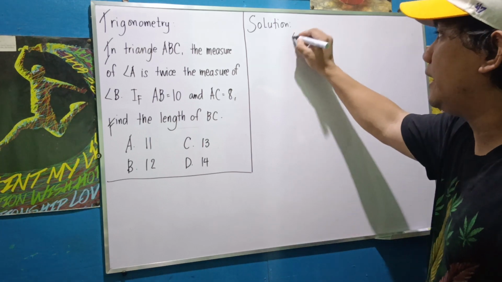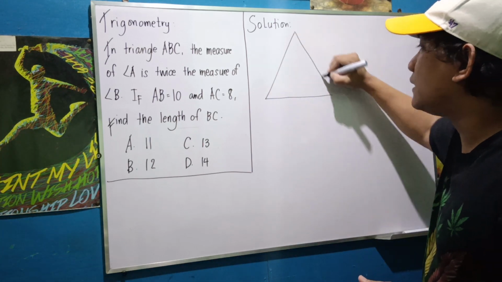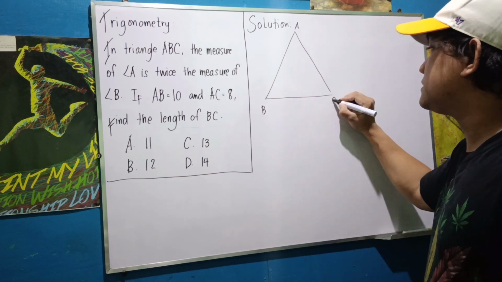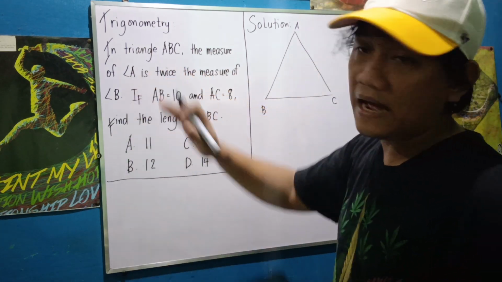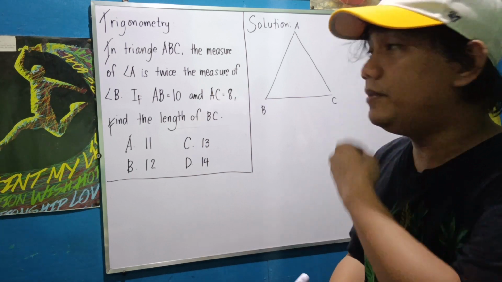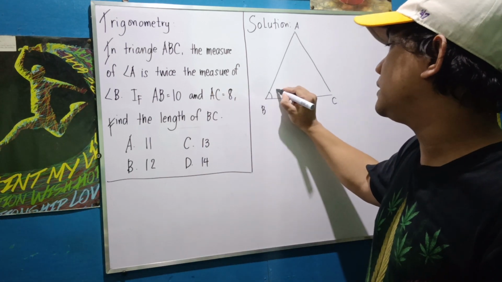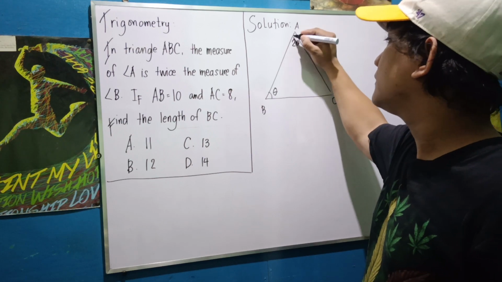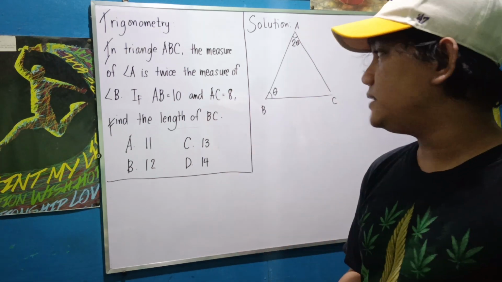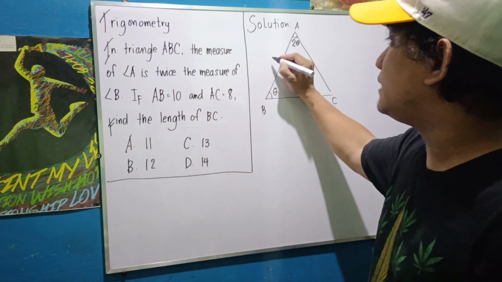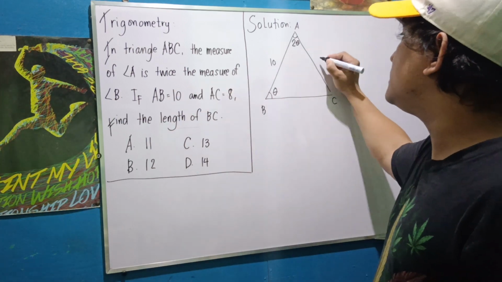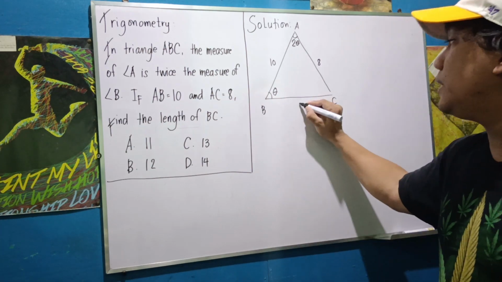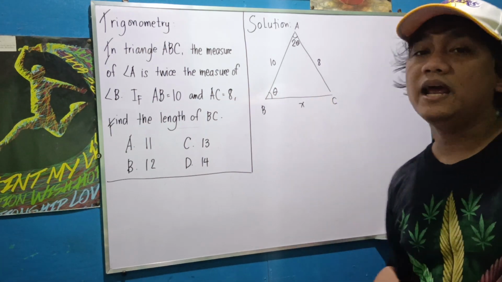So we have a triangle ABC, okay? Let us draw the triangle ABC. And it is said that the measure of angle A is twice the measure of angle B. Let's say we can represent this as theta. So the angle A is 2 theta, because it is twice. And then AB is 10, and AC is equal to 8. So we are required to find the length of BC. We can represent this as x.